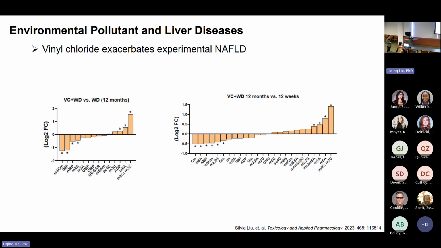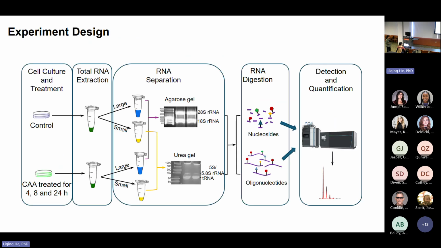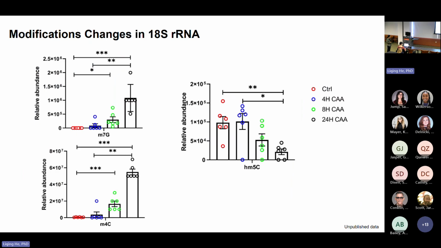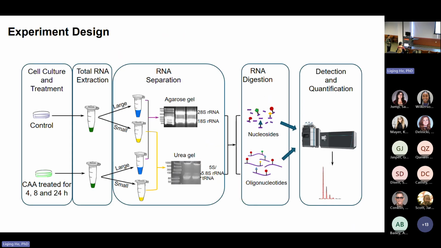But this is from total RNA. We don't know which RNA sequence this modification comes from. So we designed the experiment using CIEHS, treating the human liver cell line. CIEHS is a major toxic product of vinyl chloride.